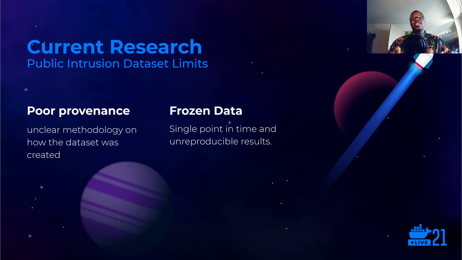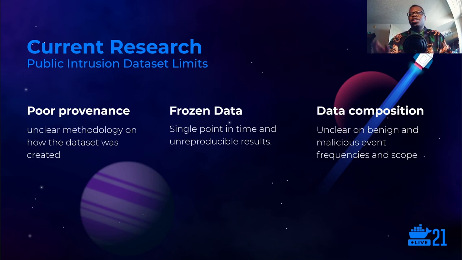Most of the time, these data sets are frozen in time. They run an experiment for a week, generate a bunch of data, and that's it, they're never going to update it again. So you're really stuck with that, and you have no way to iterate on the data or train new models based on it. Also, the data composition can be unclear. Sometimes it's all benign traffic, or you don't know where the attack traffic is. It's very hard to identify what period of time to look at, how much benign traffic came in, etc. So there are a lot of data quality issues all around when trying to use public data sets.